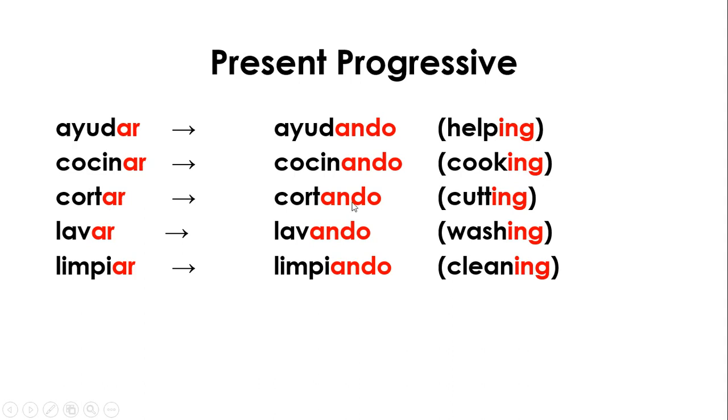Cortar, drop the AR and add ando, makes it cutting. Lavar, take off the AR, replace with ando, washing. And finally, limpiar, take off the AR, replace it with ando, and turn it into cleaning.